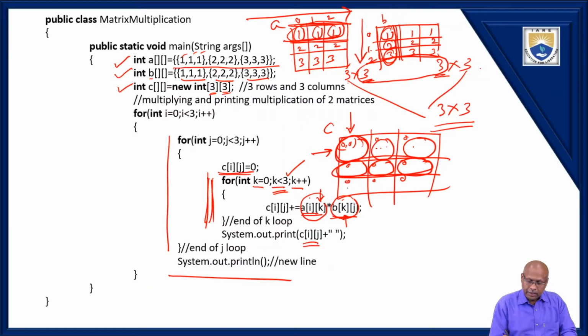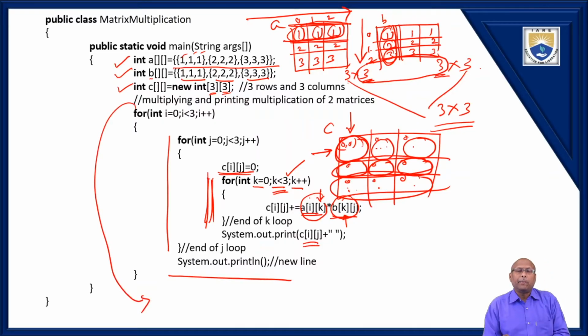And this is 2nd row, 0th column. 2nd row, 1st column. 2nd row, 2nd column. So this process will continue till the end. At the end of the loop, my complete matrix multiplication will be over, as well as displaying, because it is calculating and displaying. So this is the way the matrix multiplication works.